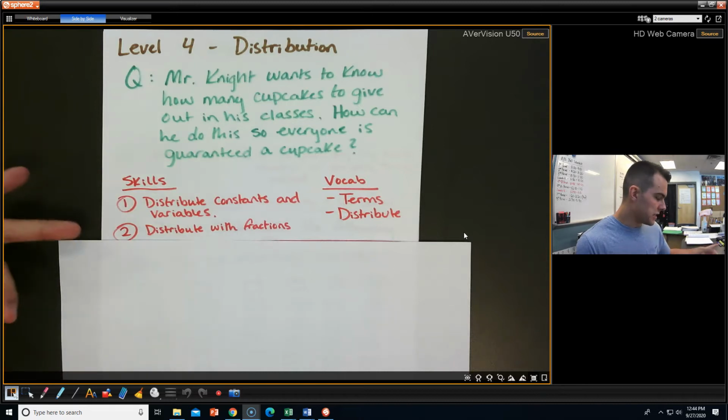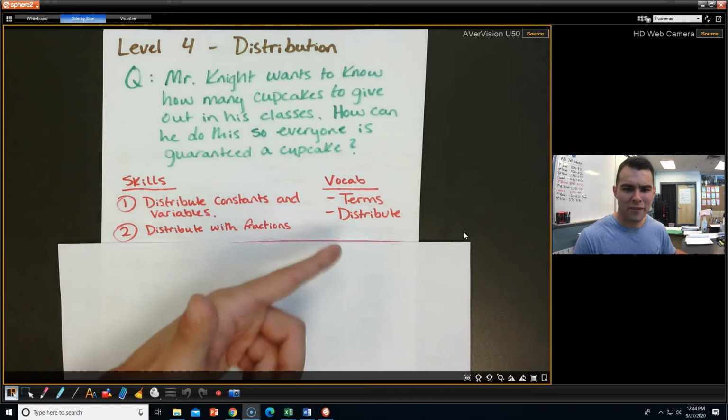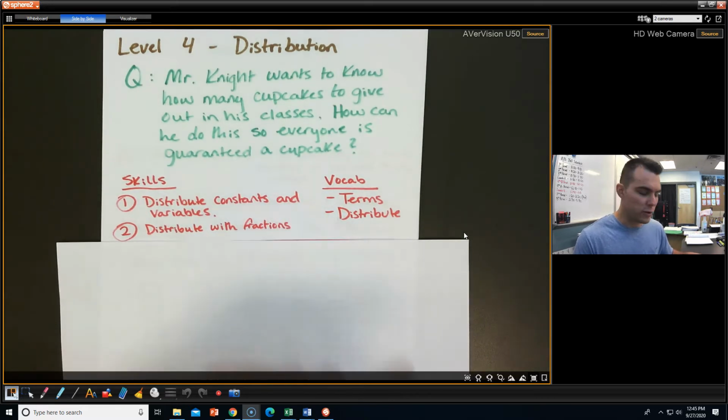Our skills alongside that are distributing constants and variables, so numbers and letters, and distributing with fractions. We're actually going to figure out what that means, and then we're going to figure out what terms are.